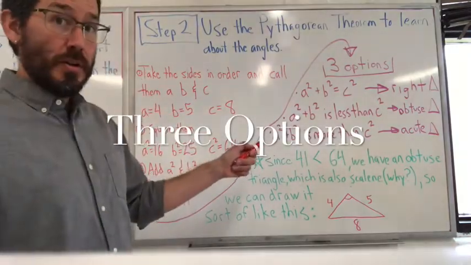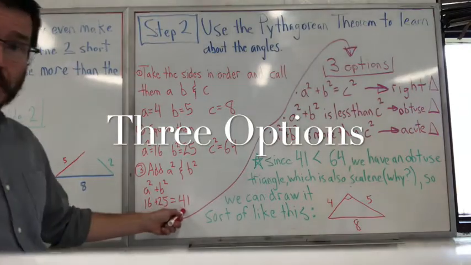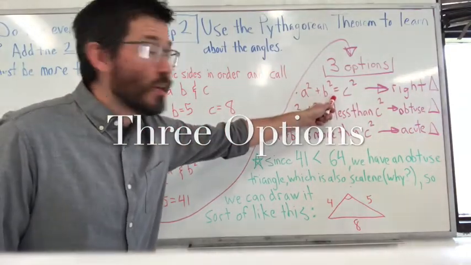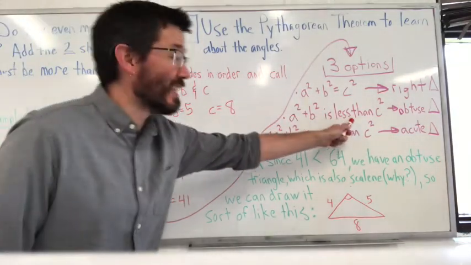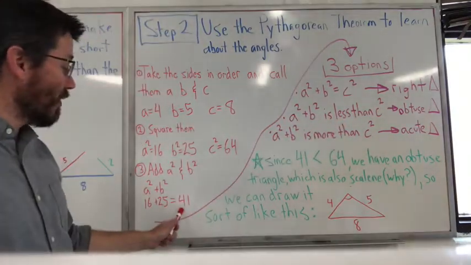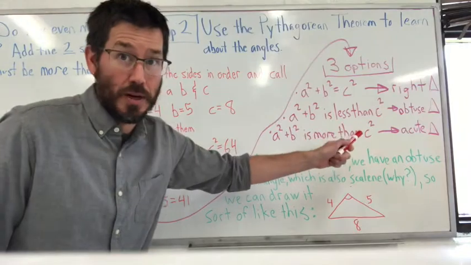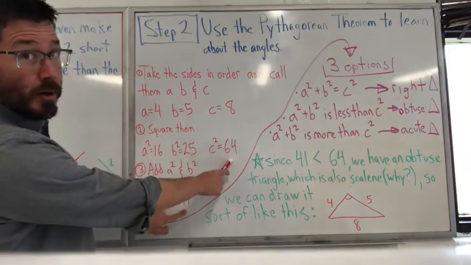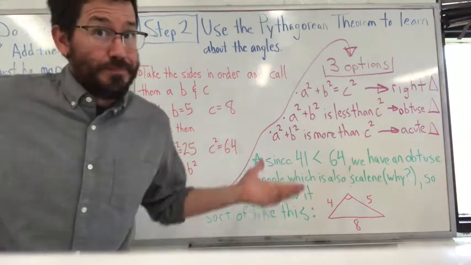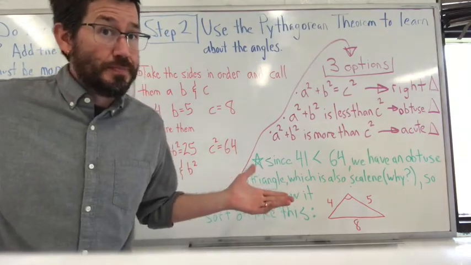Either this number you got right here, a squared plus b squared, equals c squared, or it's less than c squared, or it's more than c squared. You have two numbers, this number and that number. They're either equal, less than, or greater. Those are the three options.